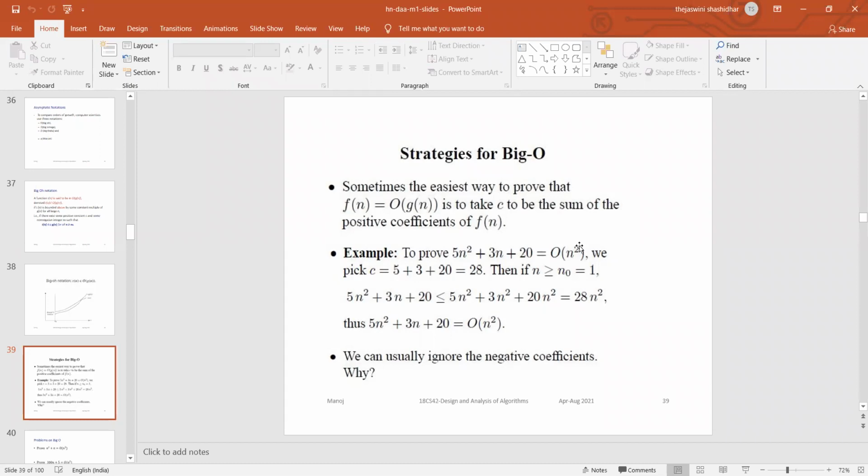The answer should be, the order of the growth should be big O of n square. O means order of the growth. So now we pick C. What is C? C is, take all the numerical constants. The numerical constants are 5, next you take 3, next you take 20.